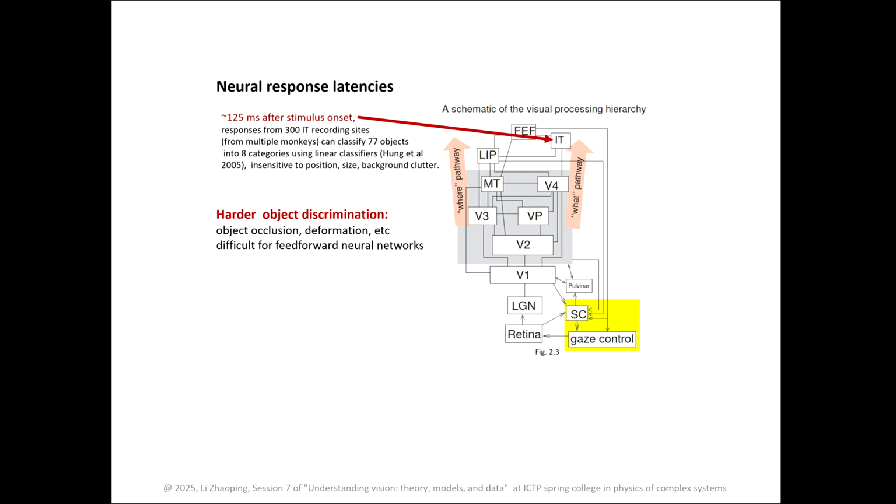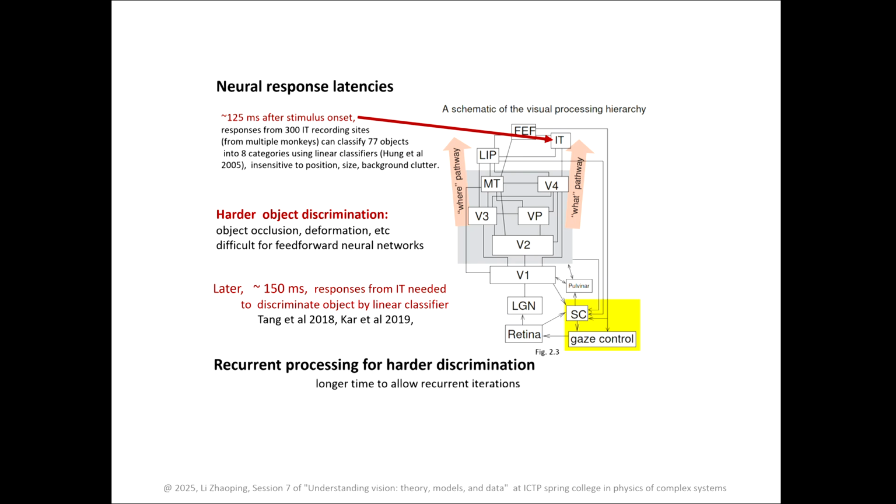However, when object discrimination is harder because, say, some parts of the objects are occluded in the visual inputs or are deformed, then we need to wait for later parts of IT neural responses to use them in a linear classifier to classify objects sufficiently well. And this is both in monkeys and humans. And this temporal delay suggests the involvement of both feed-forward and feedback processes in the brain's neural circuit to achieve more informative neural responses.